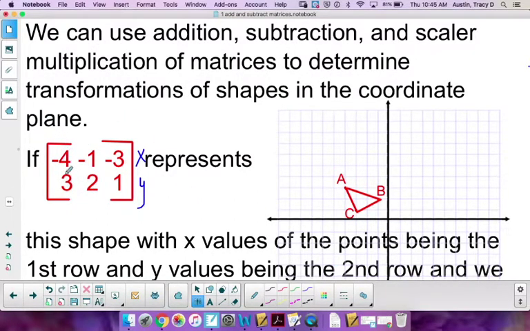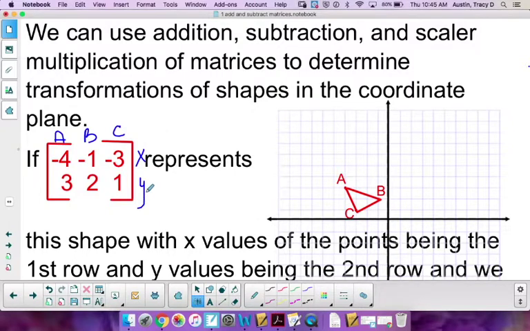Well, -4, 3. 1, 2, 3, 4, 1, 2, 3. That would be point A, right? And -1, 2 would be point B, and -3, 1 would be point C. Okay, so we've got this 2 by 3 matrix that represents this triangle, triangle ABC, and the columns each represent a point, and the rows represent your x and your y variables.